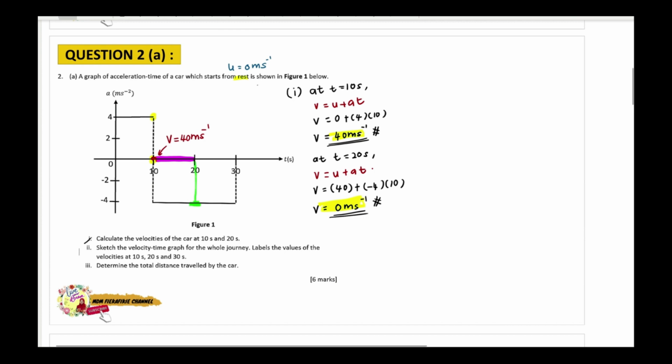And then sketch the velocity time graph for the whole journey. Labels the values of velocities at 10, 20 and 30 seconds. Okay. So, now before we start for question number 2, okay, we want to sketch the graph, right? So, means that we need to calculate what is the velocity at t is equal to 30 seconds.